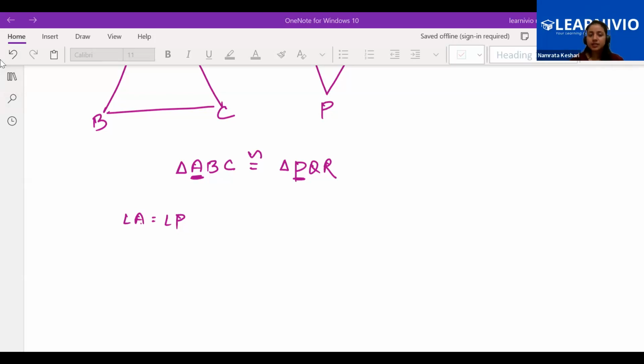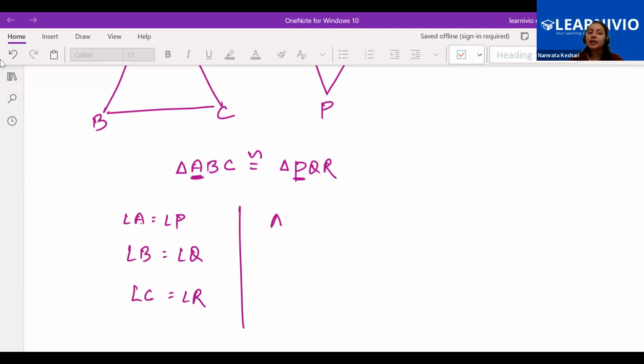And we also understand that the sequence also matters. A, B, C, P, Q, R. Here angle A and angle B are corresponding angles. Angle B and angle Q are corresponding angles. Angle C and angle R are corresponding angles.